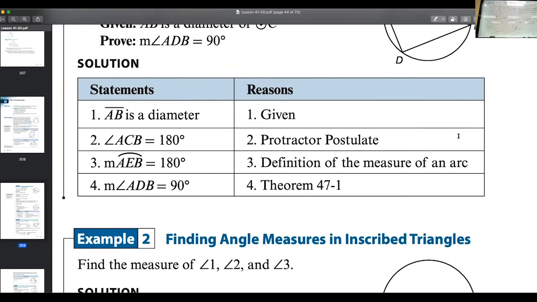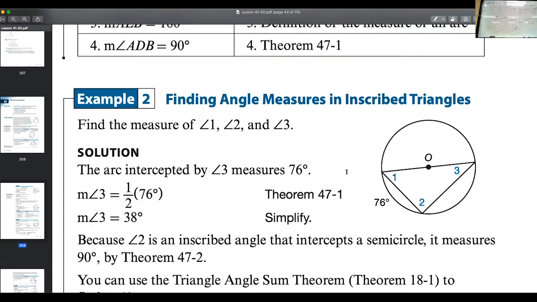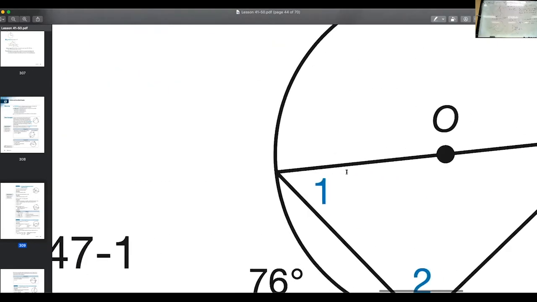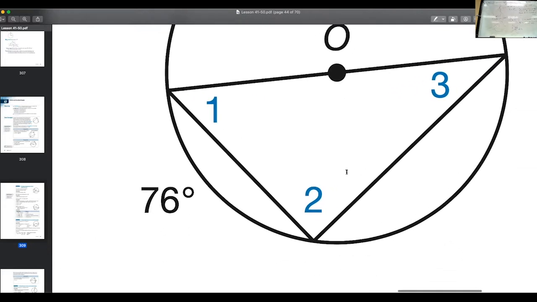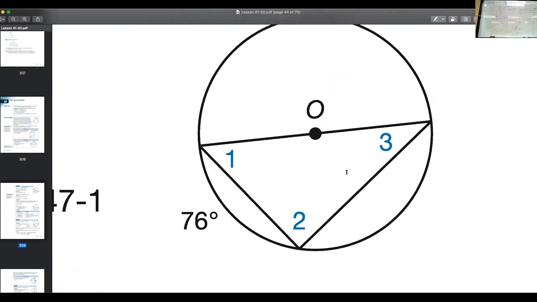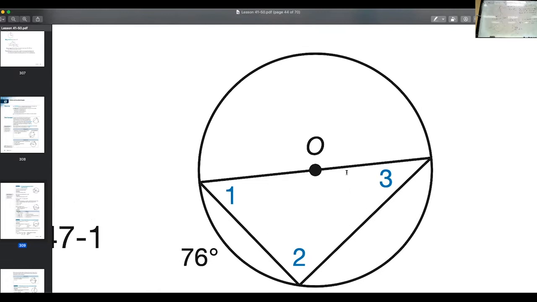Okay. Look at example 2. Find these measures. The only thing it gives us are these right here. So see if you can find on your own angles 1, 2, and 3.